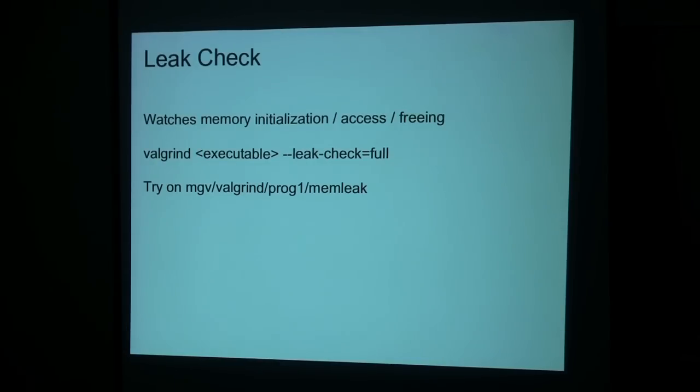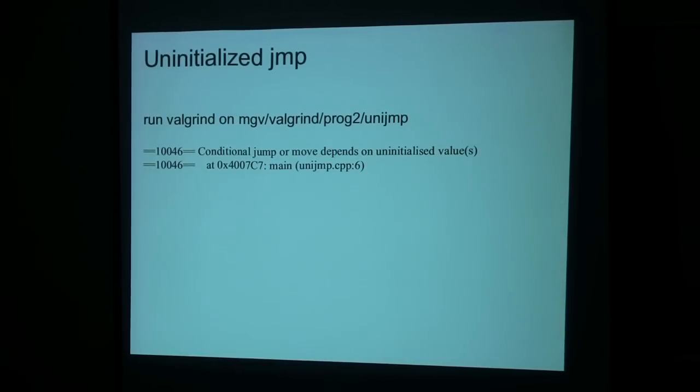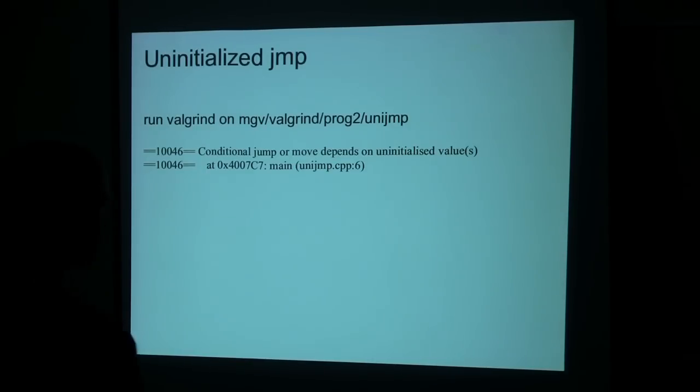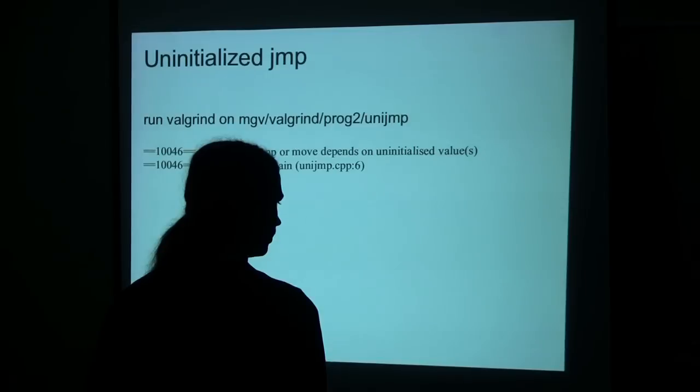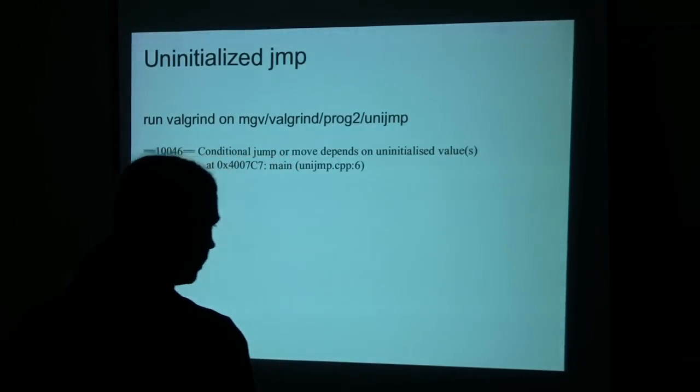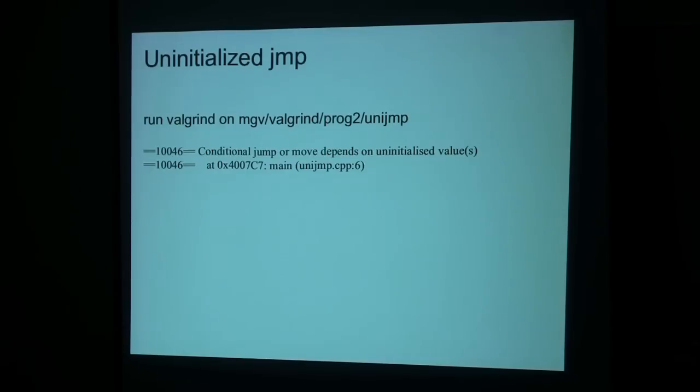Another area where Valgrind is incredibly useful, though, is for program 2, and it's this issue called uninitialized jumps. So go ahead and run Valgrind on it again. So it's valgrind --leak-check=full ./unijump. You can just run it like that, you'll be fine, actually. And it should print out something.